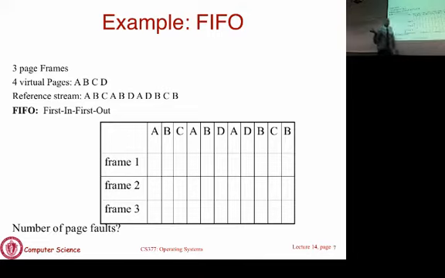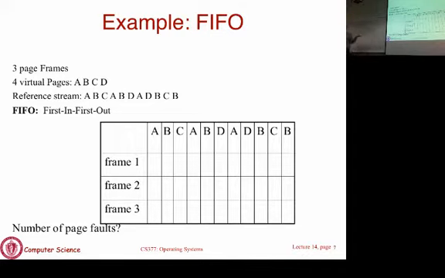Then you access D. Now D is not in memory. You only have A, B, and C. So that's a page fault, and you are going to fetch D. This is where page replacement comes in, because memory is full. There are 3 frames, you have 3 pages, so you need to throw something out.